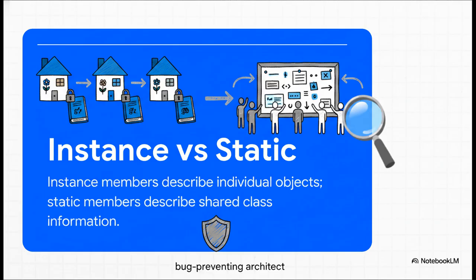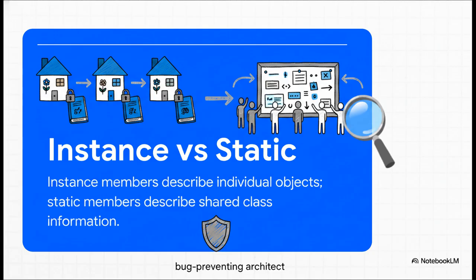Let's lock in our final definition. Our key takeaway today is this. Instance members describe individual objects, while static members describe shared, class-level information. By really mastering the difference between the communal bulletin board and the personal diary, you take complete control over your data's ownership and scope. You essentially become a bug-preventing architect. So the next time you set up a class in your code, just ask yourself, who really owns this piece of data? Is it the individual or the collective? Answering that single question correctly is the secret to bulletproof object-oriented programming.